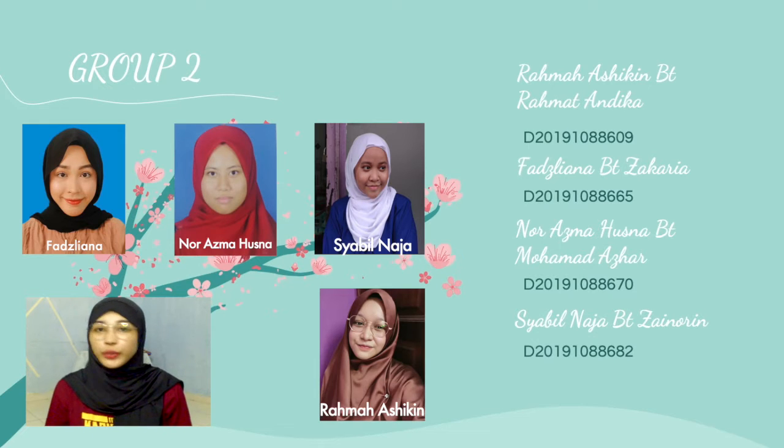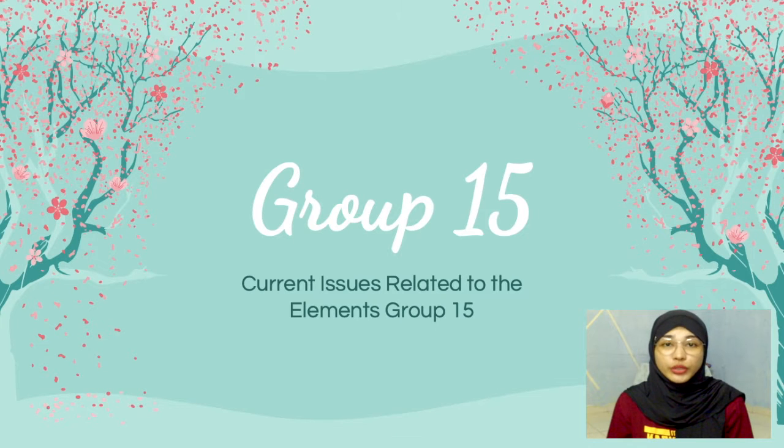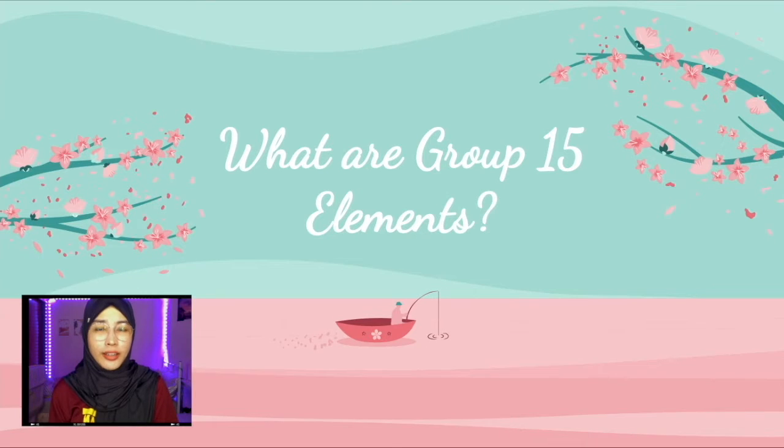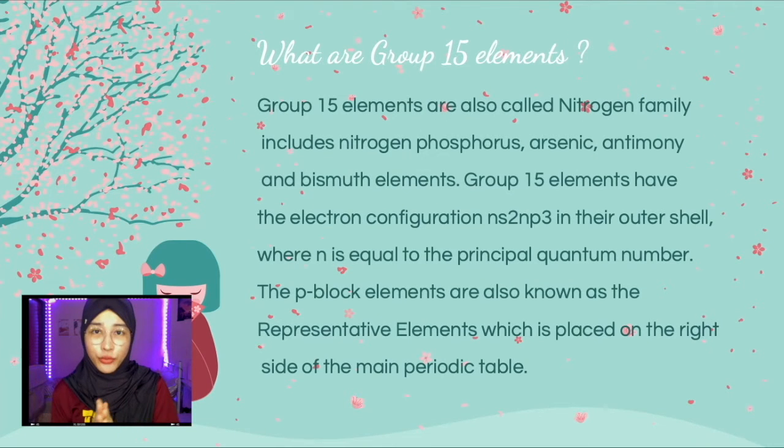In this video, we are going to talk about Group 15 and two of its elements. We have decided to choose nitrogen and phosphorus elements in Group 15. Okay, what are Group 15 elements? Group 15 elements are also called the nitrogen family, and include nitrogen, phosphorus, arsenic, antimony, and bismuth.